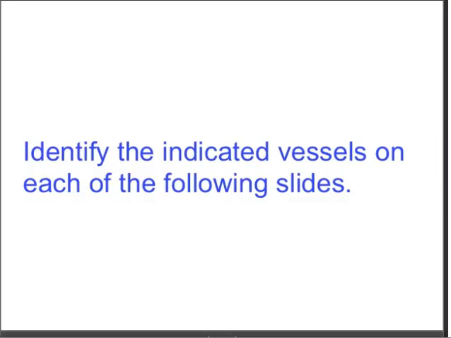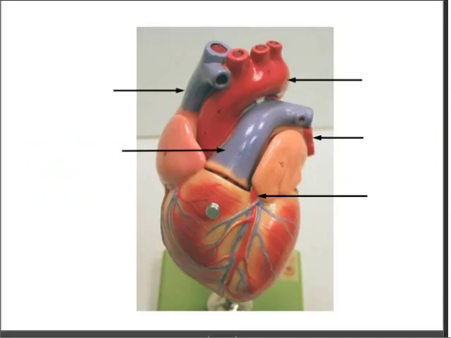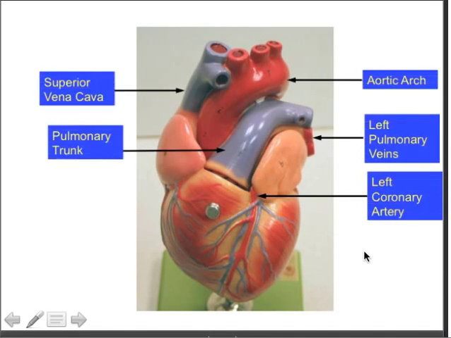Identify the indicated vessels on the following slides. Here again, we're looking at the front of the heart. So this is the right side, this is the left side. So the vessels are as follows. You can see the superior vena cava, the inferior is hidden from view, pulmonary trunk, aorta, left pulmonary vein. Right pulmonary vein would be over here somewhere, but you can't really see it that well.